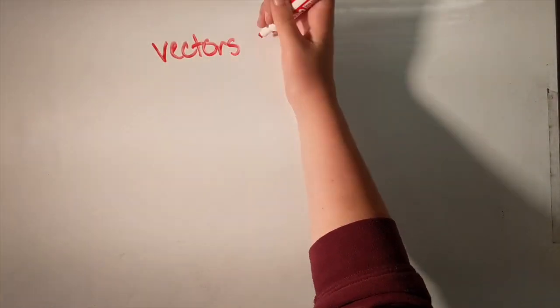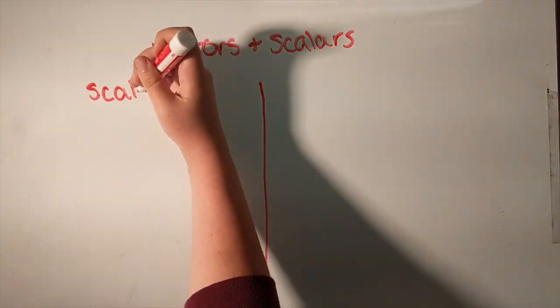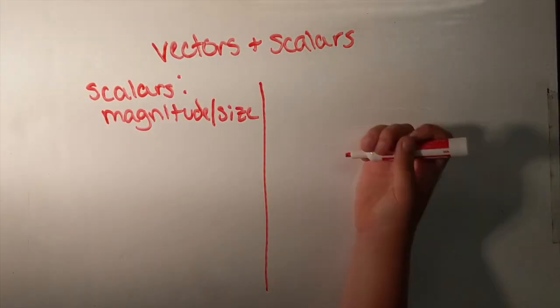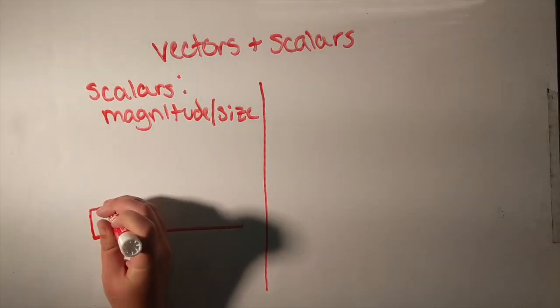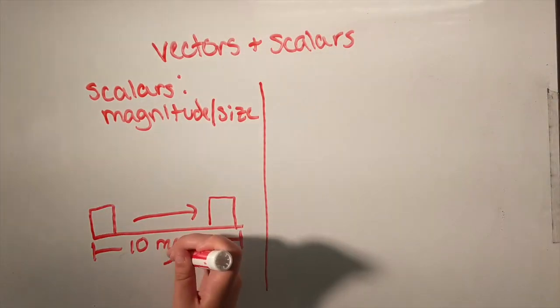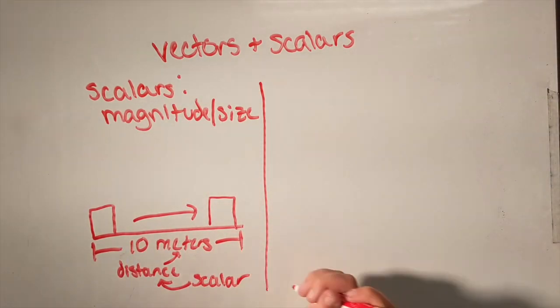Now it's time to learn about vectors and scalars. So, the definition of scalar is something that moves with magnitude, or size, to make it simple. I know this doesn't make much sense, so let me draw it out for you. Let's say I had this big box and I push it 10 meters across the floor. The distance I move it is a scalar quantity.